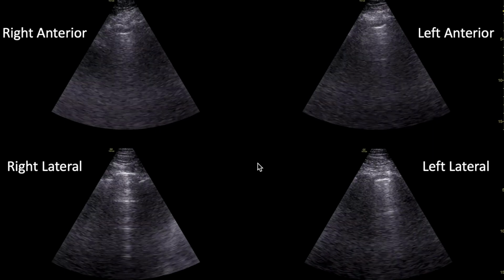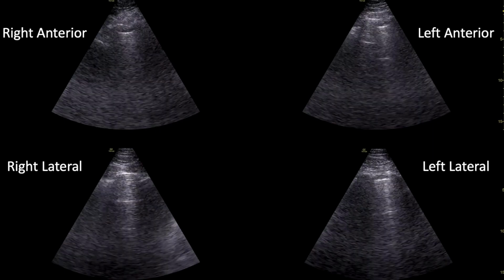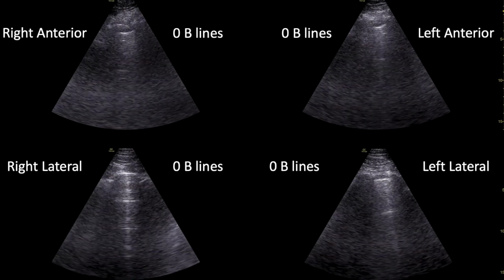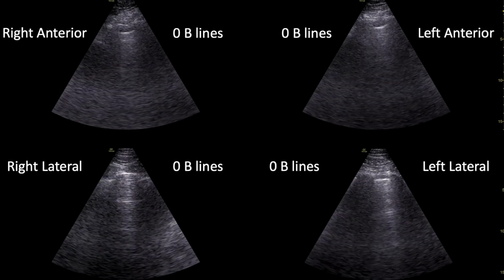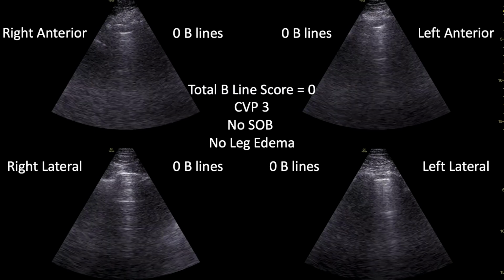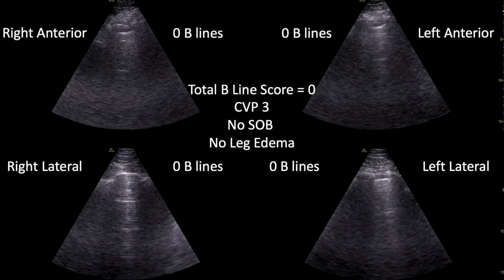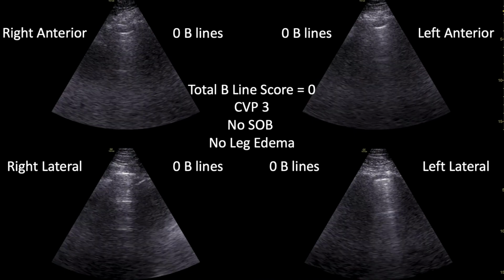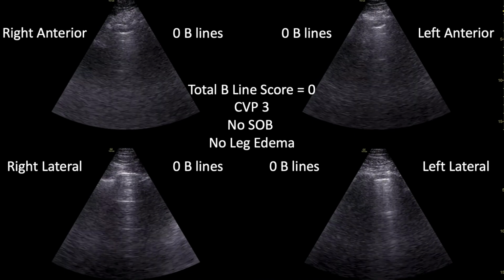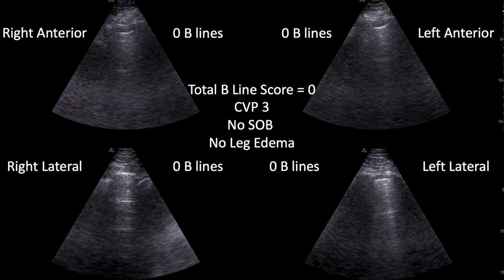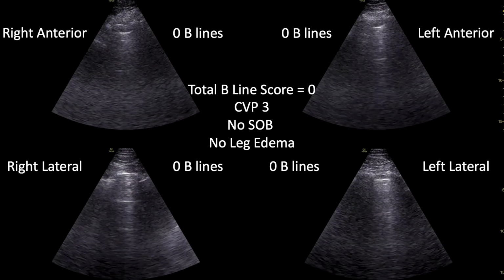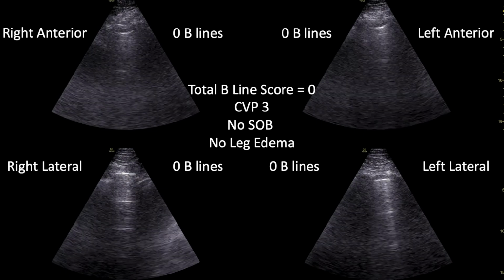So here are his anterior lateral lung zones. And you can see diffuse A-line patterns. No B lines are detectable any further. So his total B line score is 0. We also looked at his inferior vena cava, and his central venous pressure is 3. And again, he has less than New York Heart Association class 3 heart failure. In fact, he has no shortness of breath, no orthopnea while lying flat, and no leg edema persists on his exam.